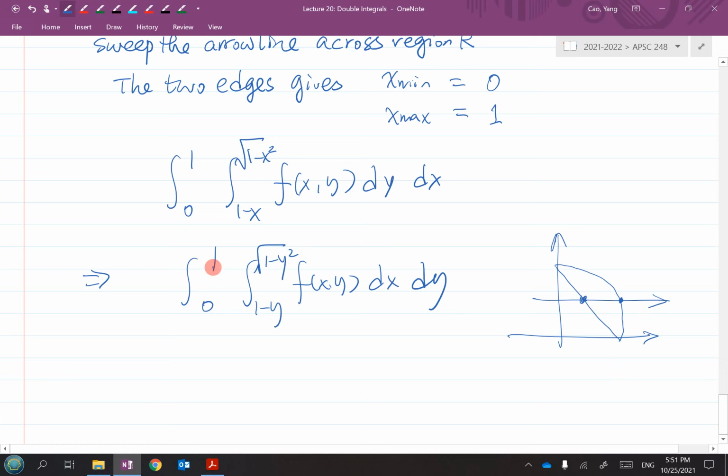Okay, so we'll look at an example in the next lecture, and then we'll look at other approaches of calculating a double integral. Any questions? Feel free to come over here.